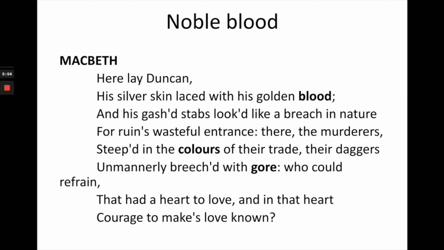In Act 2, Scene 3, Macbeth says, "Here lay Duncan, his silver skin laced with his golden blood, and his gashed stabs looked like a breach in nature for ruin's wasteful entrance. There, the murderers, steeped in the colours of their trade, their daggers unmannily breached with gore. Who could refrain that had a heart to love, and in that heart courage to make love known?"